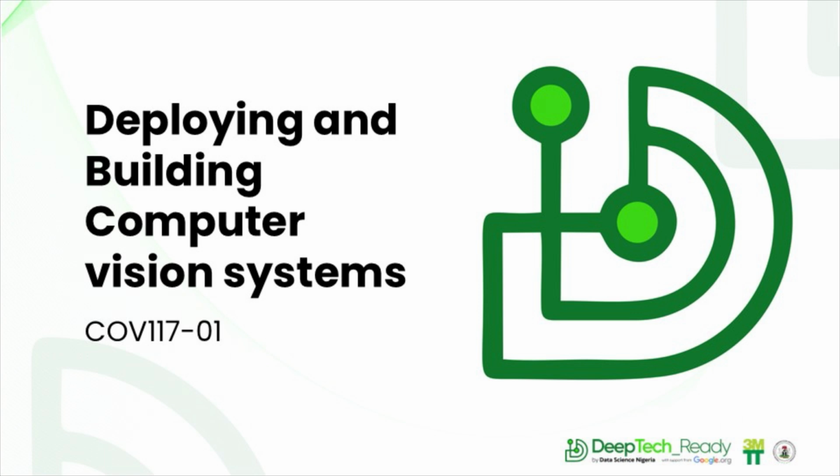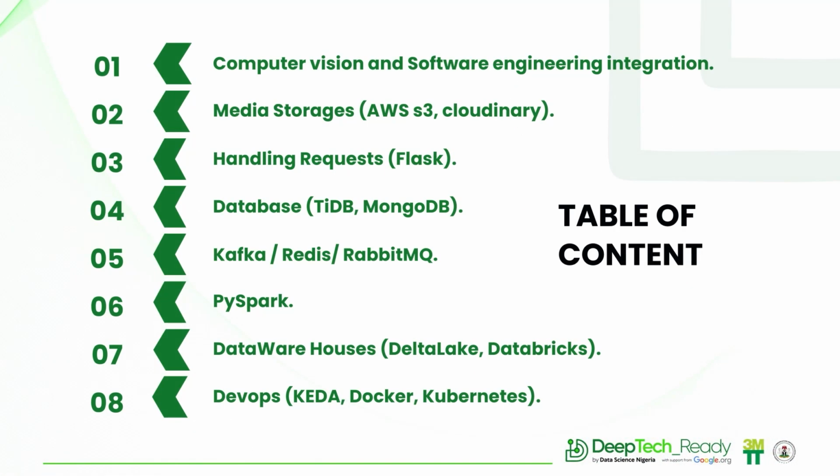Basically, we've learned a lot of things in the last few weeks. So, what exactly are the things we are going to learn in this particular class? Number one, we are going to learn about computer vision and software engineering. Like, what is the balance? Where is the integration?